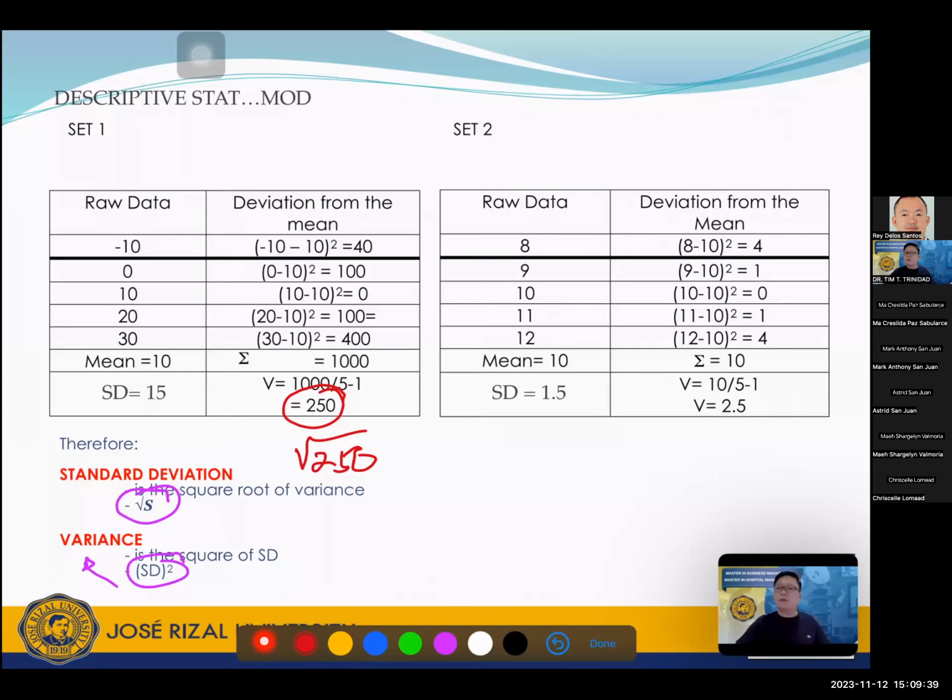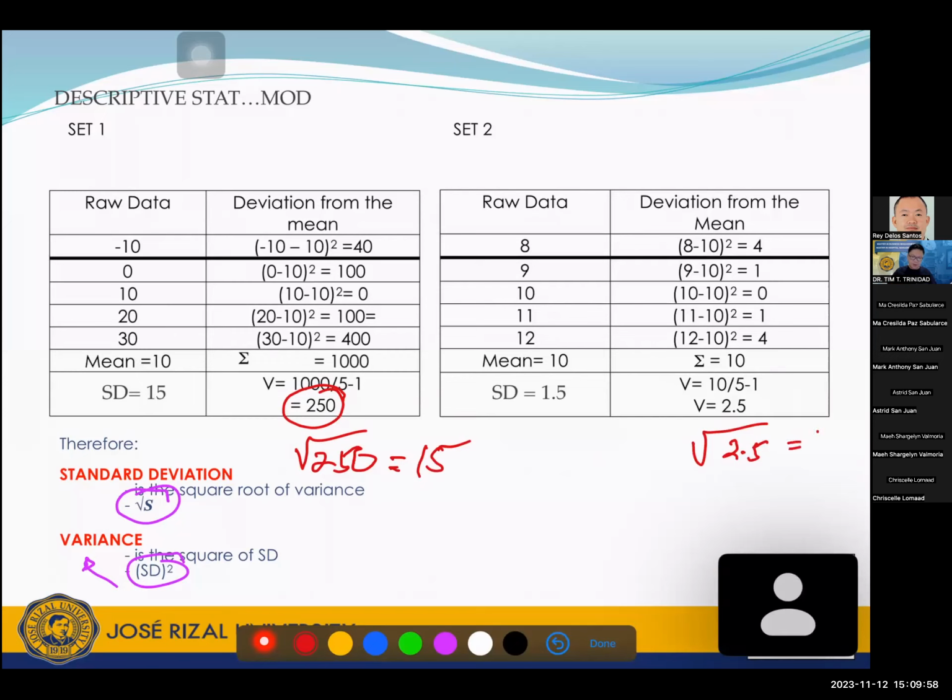What is the square root of 250? 0.8. Square root of 250 is 15. Okay. What is the square root of 2.5? 1.5. Okay. So now you know the variance with this data set.